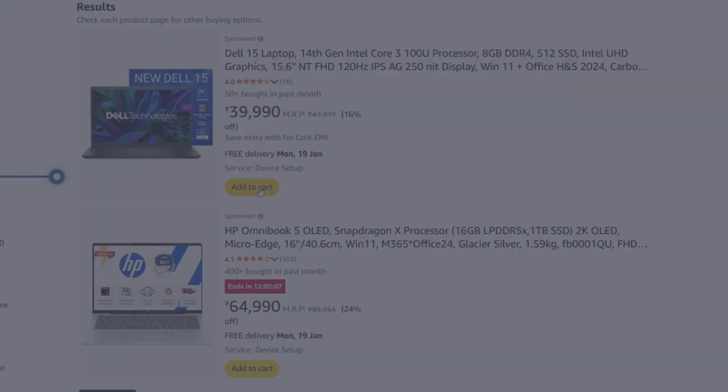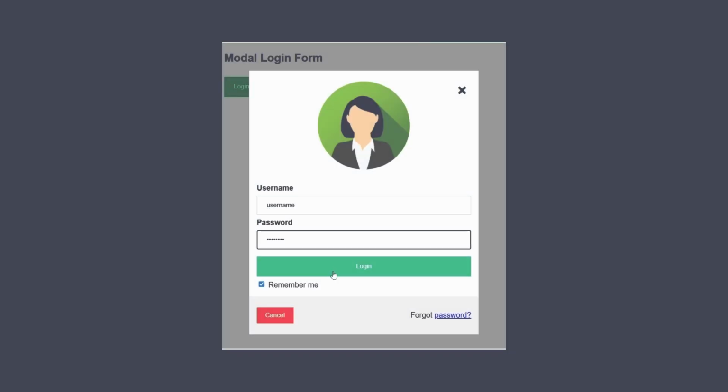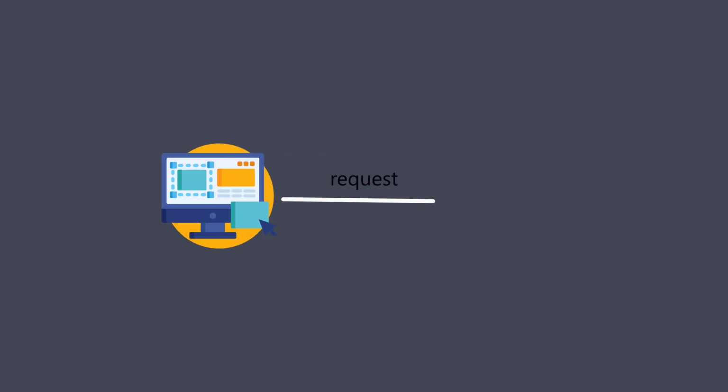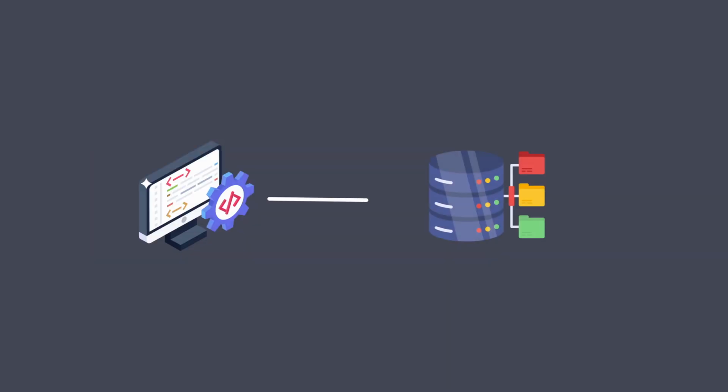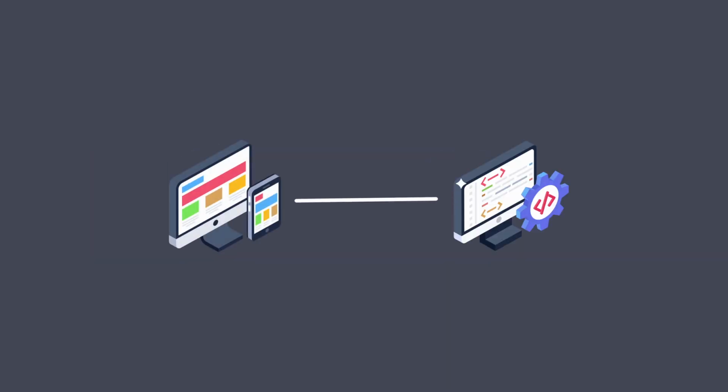In the same way, whenever you click a button or submit a form on a website, the front end sends a request to the back end through an API, usually in a simple data format called JSON. The back end processes this request, talks to the database, and sends the response back to the front end.